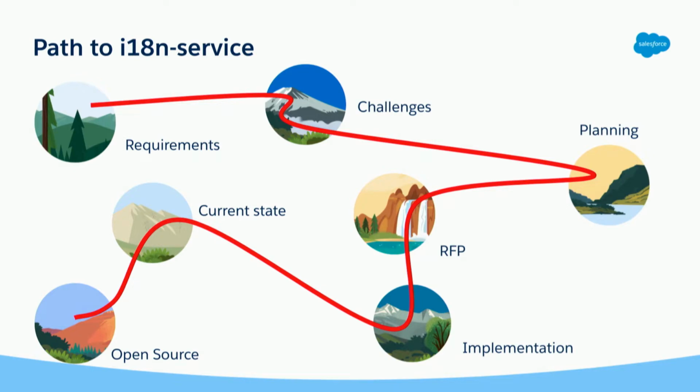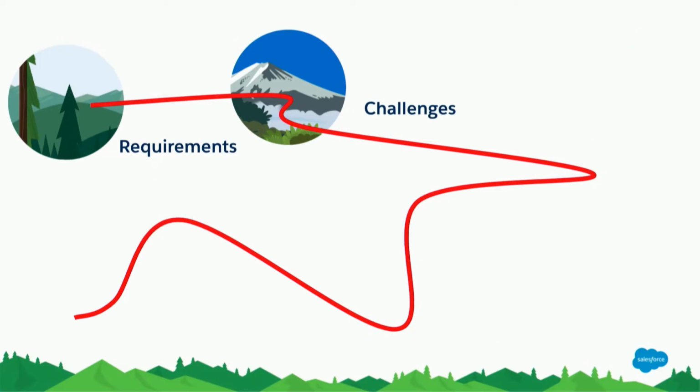Now, this is the agenda. I will show the path that took us to the i18n service. It's not always straightforward. That's why we have the curvy line here. We'll go through the requirements. We'll go through the planning, RFP, implementation, and current and next plans. So let's start with the beginning, requirements and challenges.